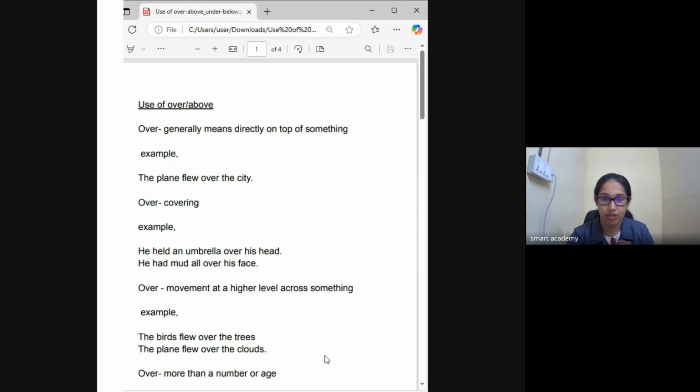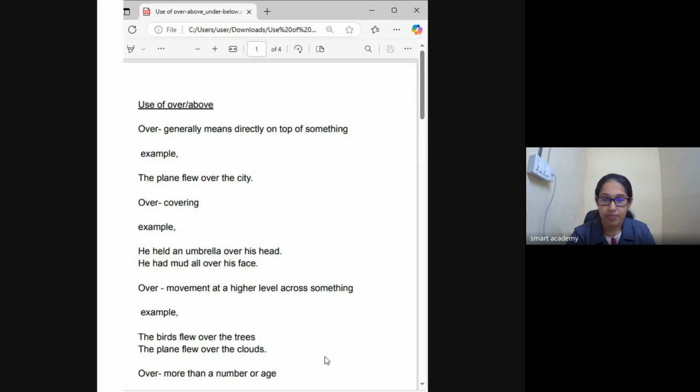We can use the preposition over. The next one is for covering. It could be a covering, and for a covering we use over. He held an umbrella over his head. He had mud all over his face.